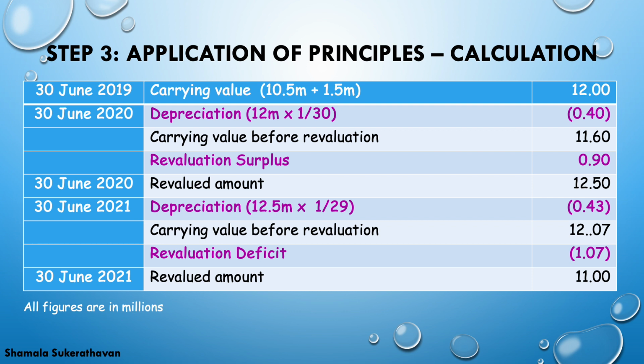2. In the financial year ended 30th June 2020, ABC Limited should recognize an annual depreciation charge in its profit or loss of 0.4 million. The revaluation of the building to its fair value of 12.5 million resulted in a surplus of 0.9 million in the financial year ended 30th June 2020. This should be presented as other comprehensive income and held in the revaluation reserve within other components of equity.